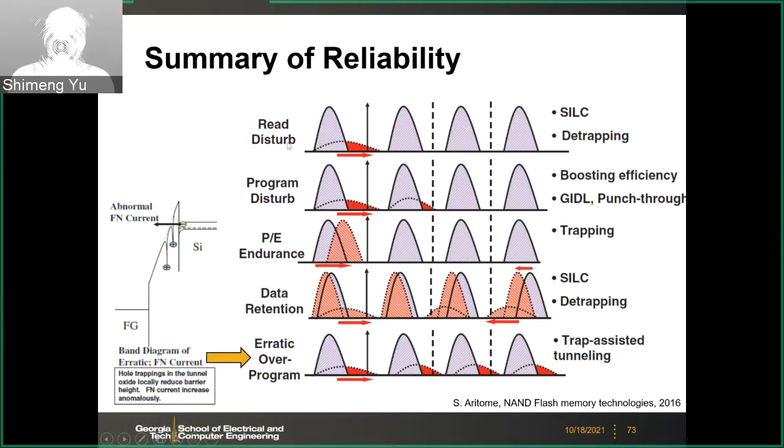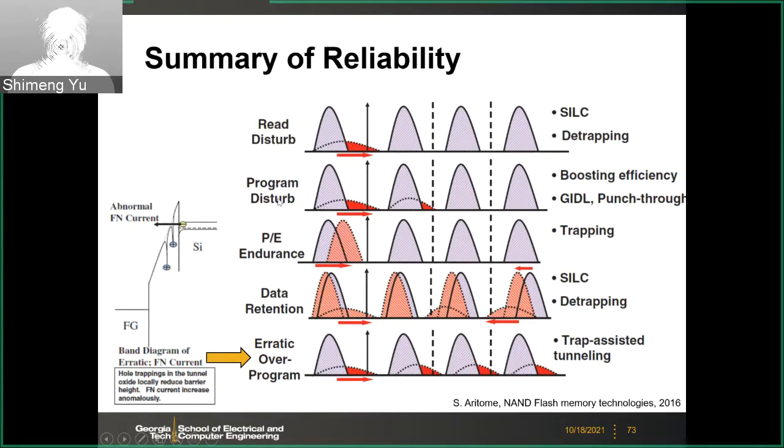For example, if it's read disturb, as we just described, mostly it will affect the erased state, and the tail of the erased state will increase the VTH. And this is affected by the stress-induced leakage current, SILC, and also the detrapping.